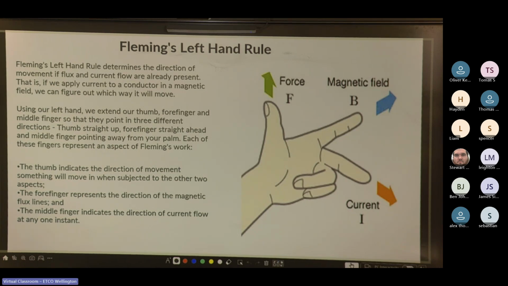Using one left hand, we extend our thumb, forefinger, and middle finger, so they point in 3 different directions. Thumb straight up, forefinger straight ahead, middle finger pointing away from your palm. Each of these represent an aspect of Fleming's work. The thumb indicates the direction of movement. Something will move when subject to the other 2 aspects. The forefinger represents the direction of the magnetic flux lines, and the middle finger indicates the direction of current flow at any one instant. So no matter whether we're talking about the left or right hand rule, all fingers mean the same thing. It's just the right one is for generators, the left one is for motors.